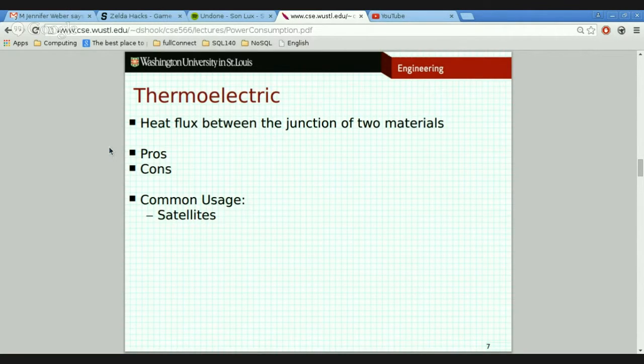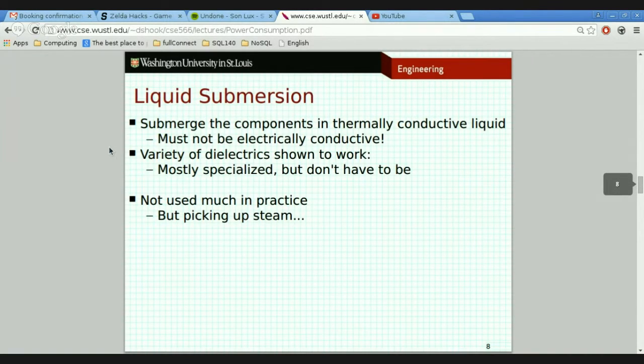that can be used. So let's talk about something that's perhaps a little bit more practical for our purposes in high performance computing. Liquid submersion. So this idea of liquid submersion is very, very interesting. We take a computer and we actually dip it into a liquid. We submerge these components into something that is thermally conductive. What that means is that it conducts heat.